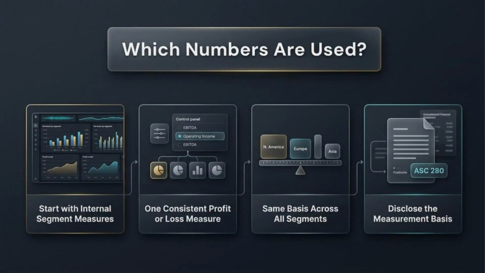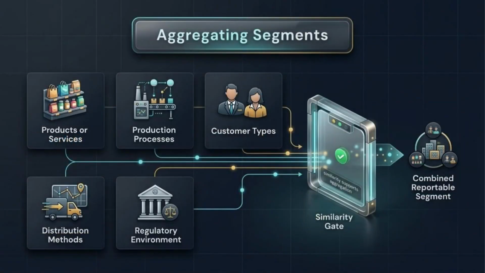The numbers used in ASC 280 segment testing come from the internal reporting view. This is important because segment reporting follows the management approach. We do not automatically start with consolidated GAAP net income or consolidated external reporting categories. We start with the segment information reviewed by the chief operating decision maker for allocating resources and assessing performance. Once a profit or loss measure is selected, it must be applied consistently across all segments and the measurement basis must be disclosed.